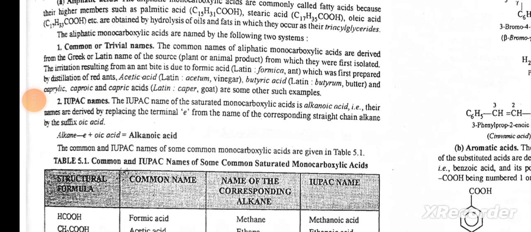The common names of aliphatic monocarboxylic acids are derived from the Greek or Latin name of the source, plant or animal product from which they were first isolated. The irritation resulting from an ant bite is due to formic acid, Latin formica, ant, which was first prepared by distillation of red ants. Acetic acid, Latin acetum, vinegar; butyric acid, Latin butyrum, butter; and caproic and capric acids, Latin caper, goat, are some other such examples.